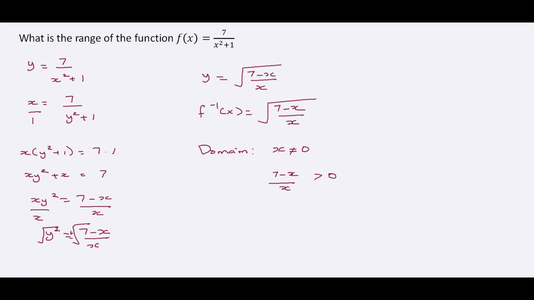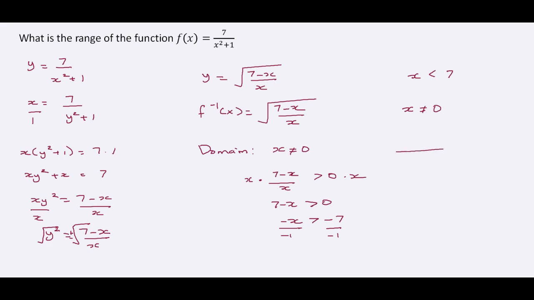So now we're going to solve this to make sure that (7 - x)/x must be greater than 0. We're going to multiply both sides by x, so 7 - x is greater than 0. Minus x is greater than minus 7. Then we divide both sides by negative 1. So we have x is less than 7. So now we have a situation where x cannot be equal to 0 and x must be less than 7.